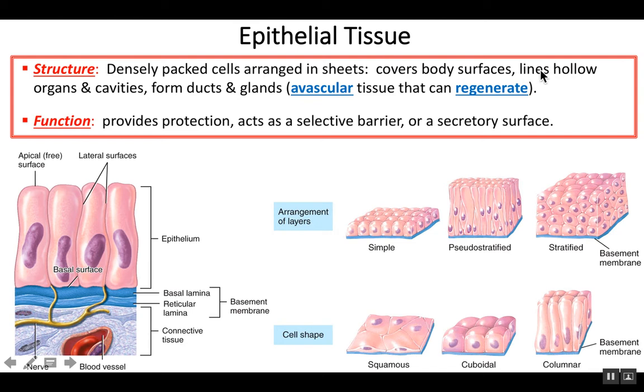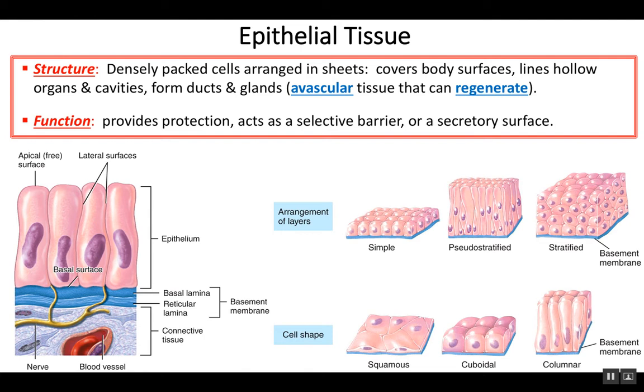So an example of a hollow organ would be your stomach. The inside lining of your stomach is made up of epithelial tissue. Another hollow organ could be your urinary bladder. The inside lining of your urinary bladder has epithelial tissue. It covers or lines the inside of cavities. If you think of your oral cavity or your mouth, it's lined with epithelial tissue. Other cavities in the body, like your pleural cavity that houses your lungs, or your pericardial cavity, those inside linings of those cavities are epithelial tissue.